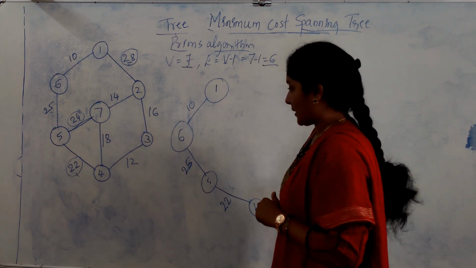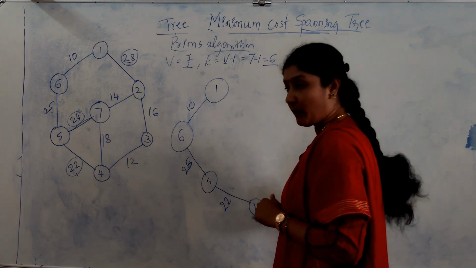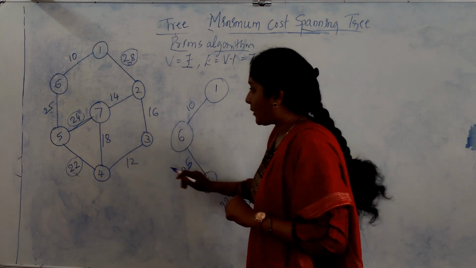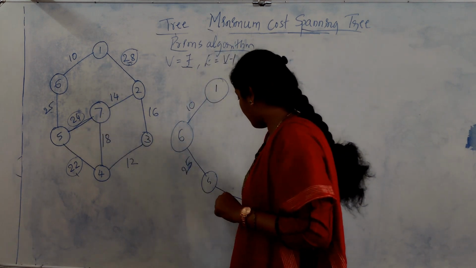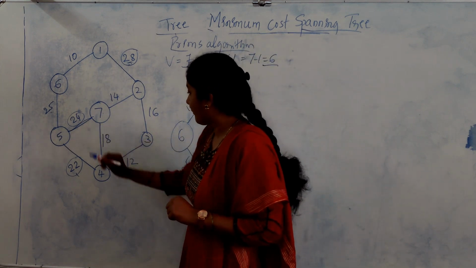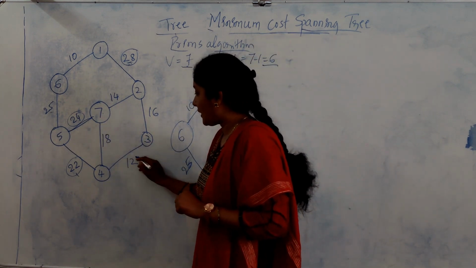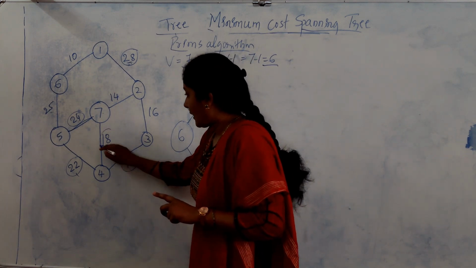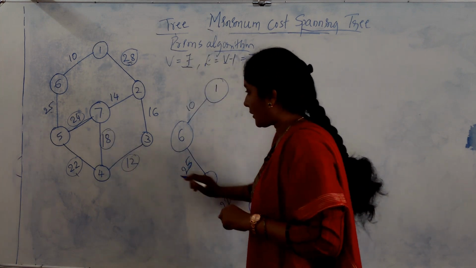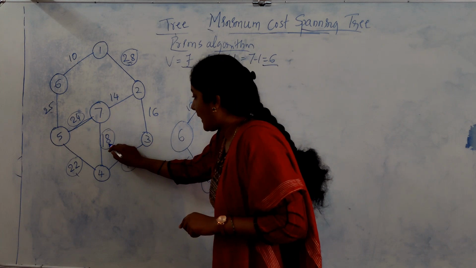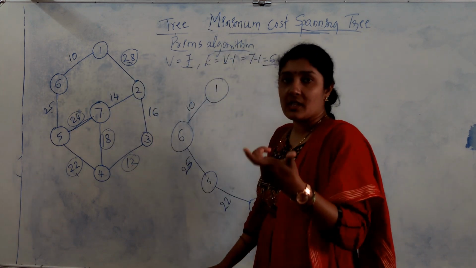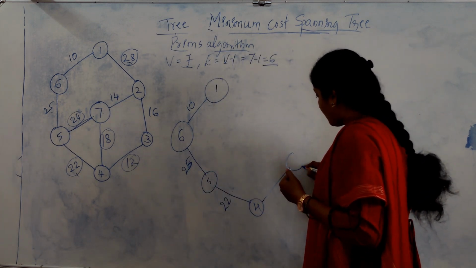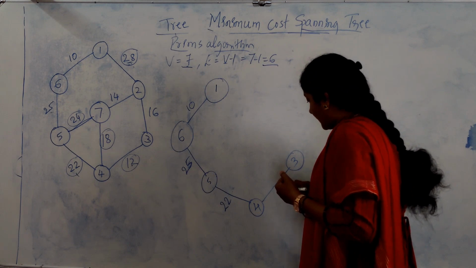Okay. Now the next one. 1, 5, 4 we have. Again 1 is connected to 2 with cost 28. 5 is connected to 7, okay, with the cost 24. Whereas 4 is connected to 3 with the cost 12, and 4 is connected to 7 as well with 18. So among 18, 12 and 28, which has the lowest cost? That is 12. So 4 is connected to 3 with the cost 12.